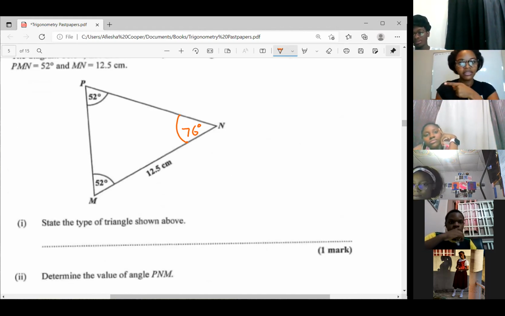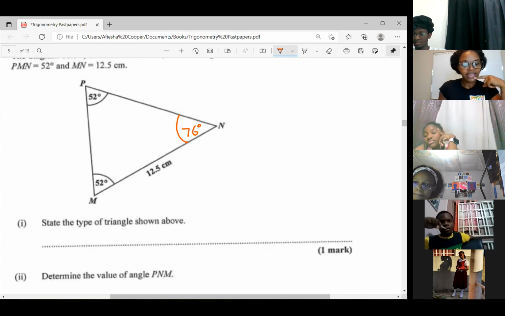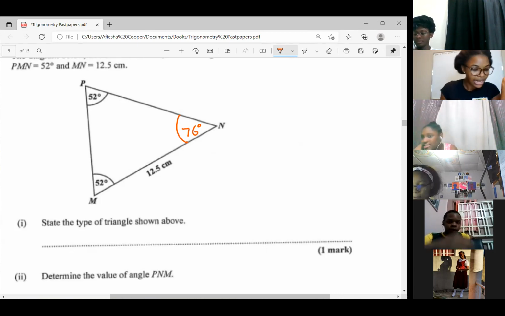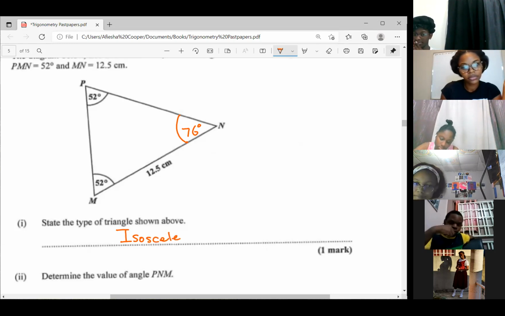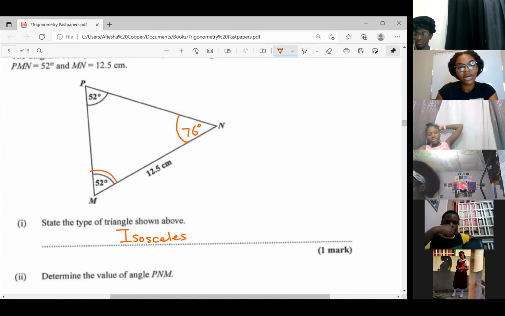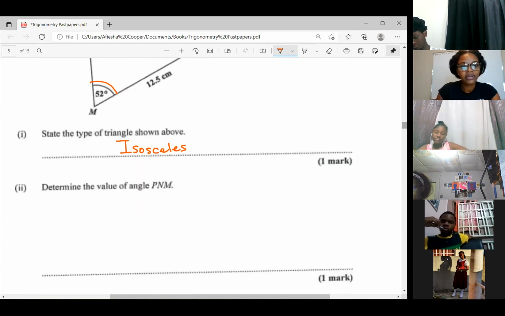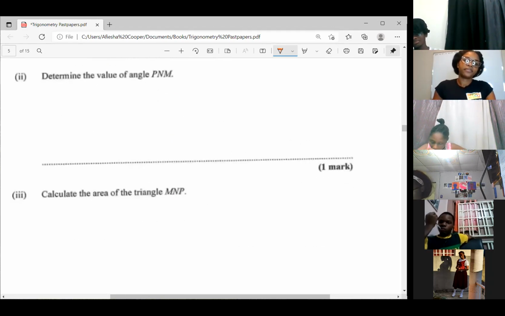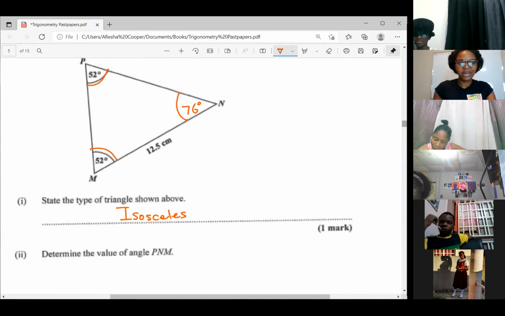So would that still be an equilateral? So it is an, it's a what? Isosceles. How do we know it's an isosceles triangle? Because they have two angles the same, right? Once you have two base angles the same, you know it's an isosceles triangle. All right, so determine the value of P and M. Okay, that was easy. 1 mark, 76, right?